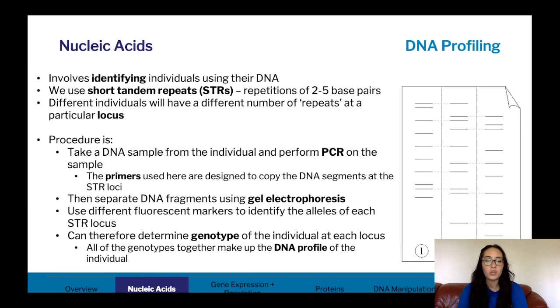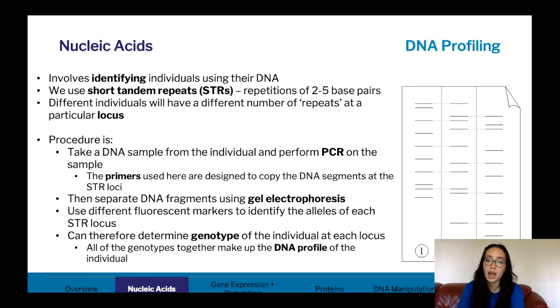And this is how the FBI keeps a database of people. They take eight separate short tandem repeats from eight different loci, and they keep that on record. And so people are going to have different numbers unless they're identical twins or clones. But yeah, it's really unlikely. So it helps with DNA profiling, like identifying the father in a paternity test or who the criminal was in a crime scene, stuff like that.